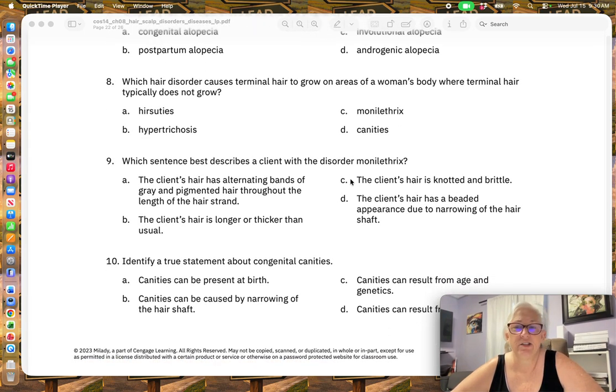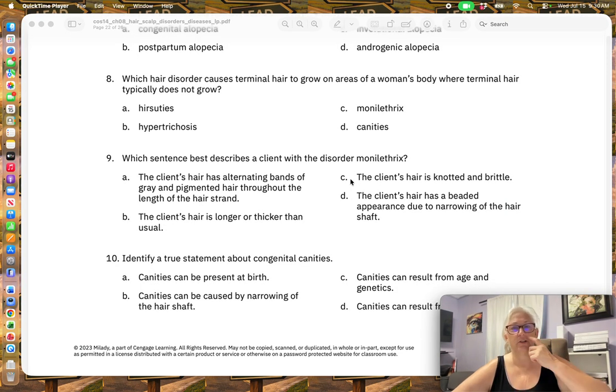Number 9, which sentence best describes a client with the disorder of monolithics? Okay, let's read them. The client's hair has alternating bands of gray and pigmented hair throughout the length of the hair strand. Don't think that's it. The client's hair is longer or thicker than usual. Don't think that's it. The client's hair is knotted and brittle. I kind of like that one. And the client's hair has a beaded appearance due to narrowing of the hair shaft.